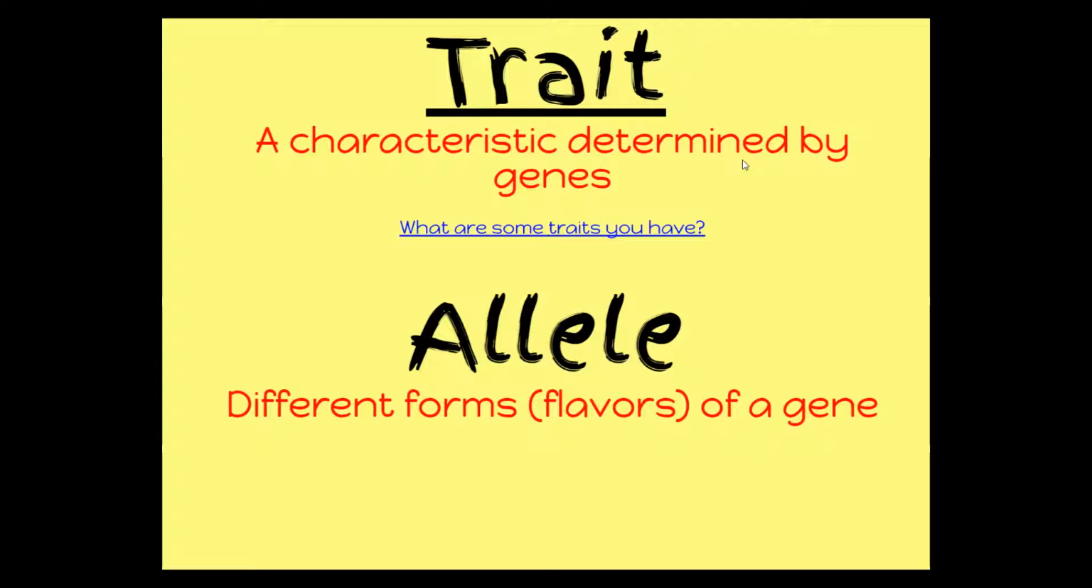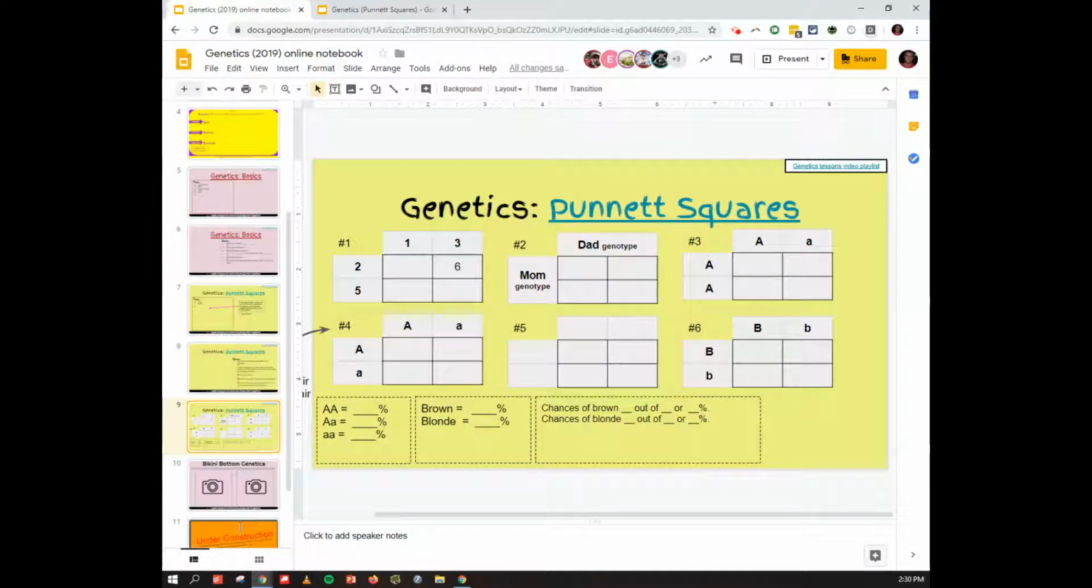If you don't already have this on this slide, I want you to try to rewrite it, not in these words. What is a trait? What is an allele? A trait is a physical characteristic that is determined by genes. Something about you, a characteristic about you that is determined by genes, is a trait. An allele, remember we talked about genes the other day. Let's see right here.